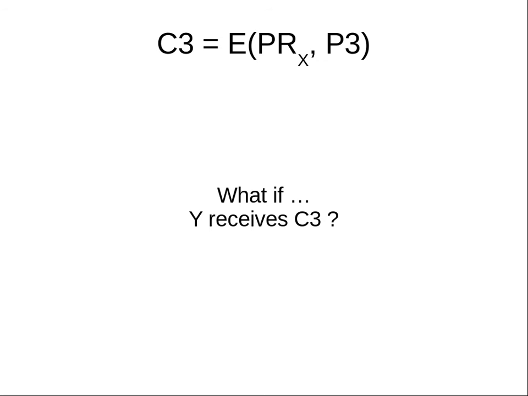When Y receives C3, they decrypt with the public key of X, they learn P3, but they also learn this message, P3, definitely came from X. No one else could have sent this message because no one else could have encrypted with the private key of X. So that's the role of public key encryption for authentication.